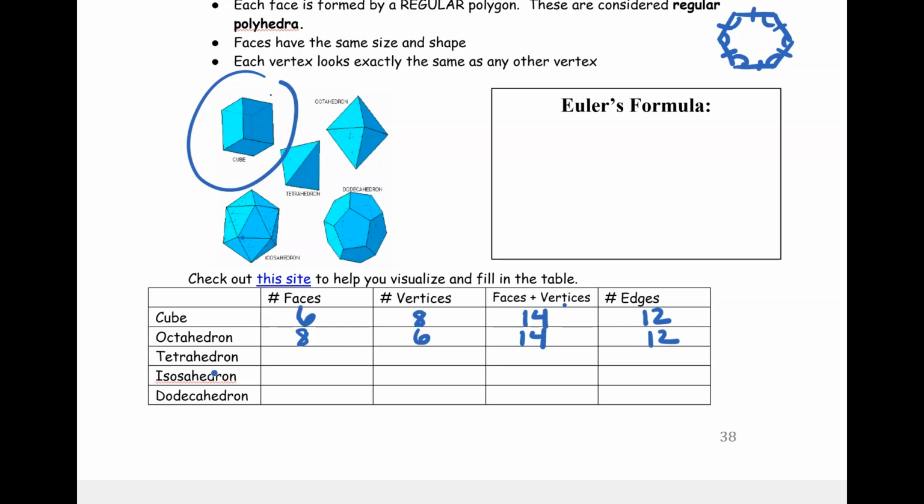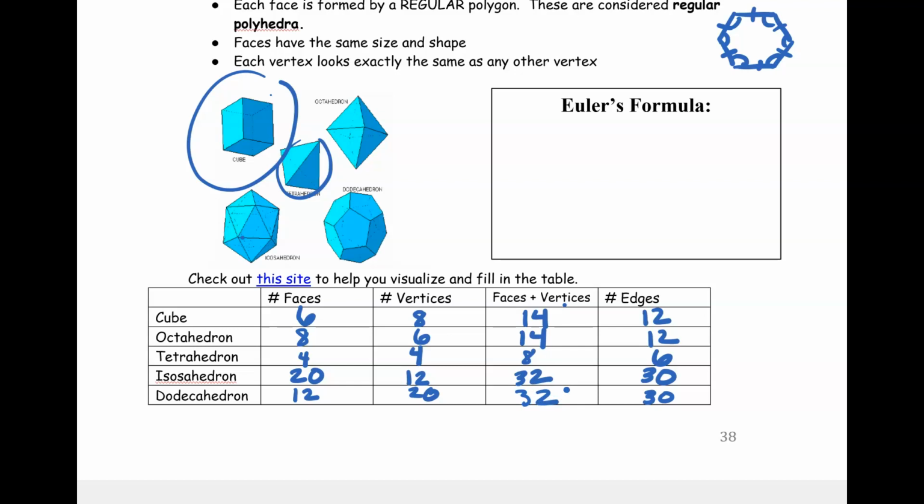With a tetrahedron, so that's this one right here, there are 4 faces, 4 vertices, and 6 edges. And if I add 4 plus 4, that's 8. With an icosahedron, there are 20 faces. This one's hard to visualize, so it's nice at least to have the net for that one. And then there are 12 vertices, and there are 30 edges. And if I add 30 and 12, I get 32. And then the dodecahedron has 12 faces and 20 vertices, and there are 30 edges. So if I add 12 plus 20, I end up getting 32.